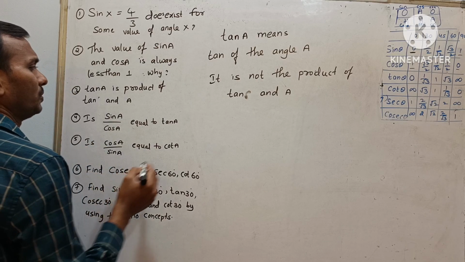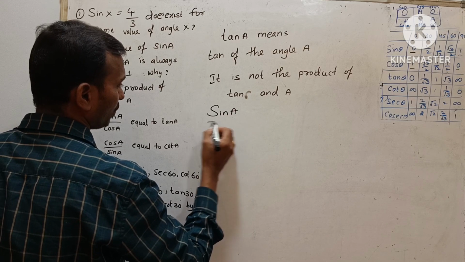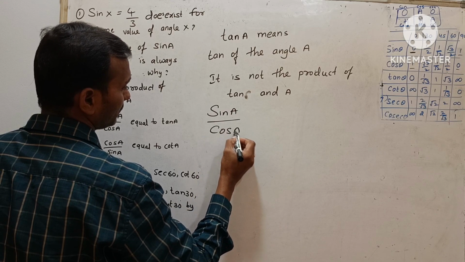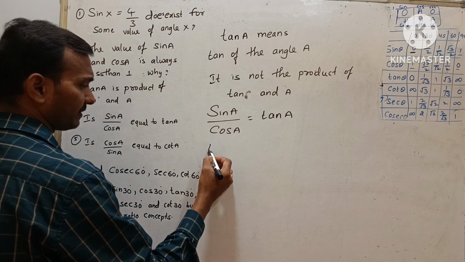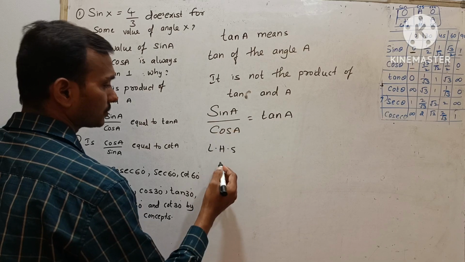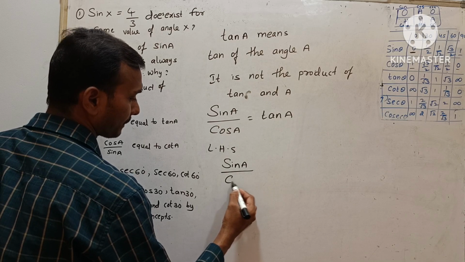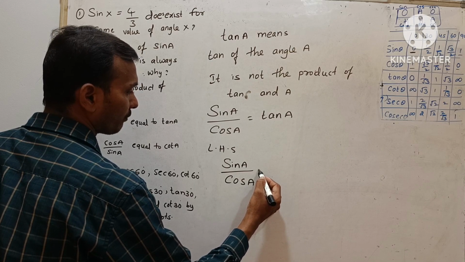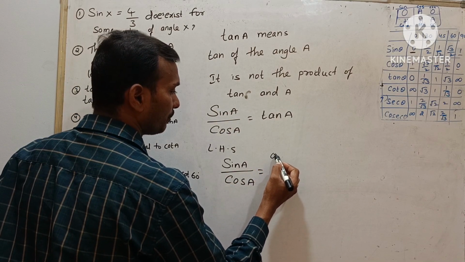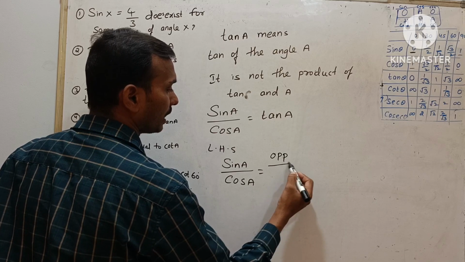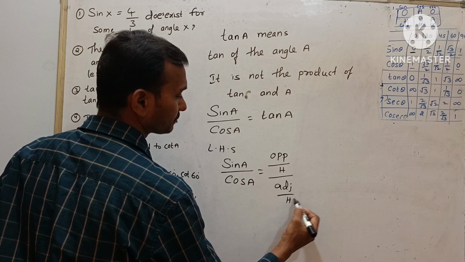Is sin A by cos A is equal to tan A. So sin A by cos A is equal to tan A is asking. That is, take the left hand side LHS. So that is sin A by cos A. So from the trigonometric ratios, we know that sin A is nothing but opposite side by hypotenuse. Cos A is nothing but adjacent side by hypotenuse.